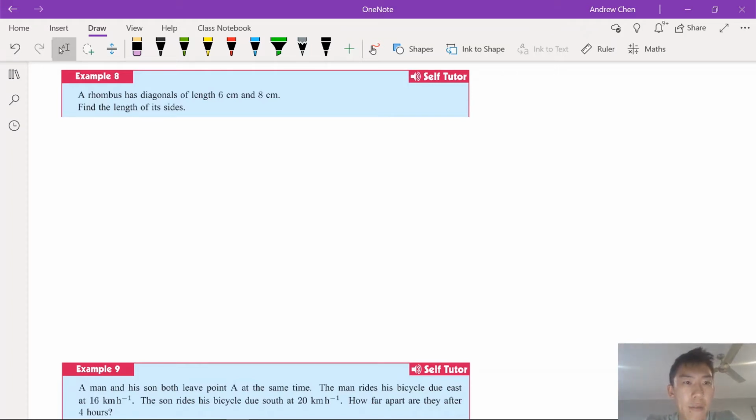Example 8: a rhombus has diagonals of length 6 centimeters and 8 centimeters. Find the length of its sides. To do this question, you need to know some basic properties of a rhombus and use Pythagoras' theorem. So the best thing we can do right now is draw a diagram.